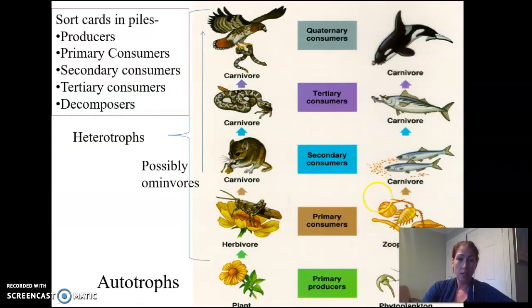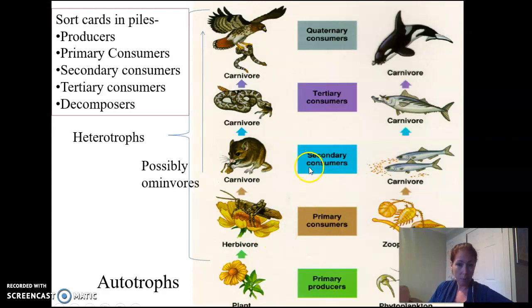So here's just another example. This would be a food chain that you start down here at the bottom with our producers. So both we have plants on land and our phytoplankton in the oceans. And then our primary consumers, these are going to be our herbivores. So our herbivores will be ones that only eat producers. They don't eat anything else.